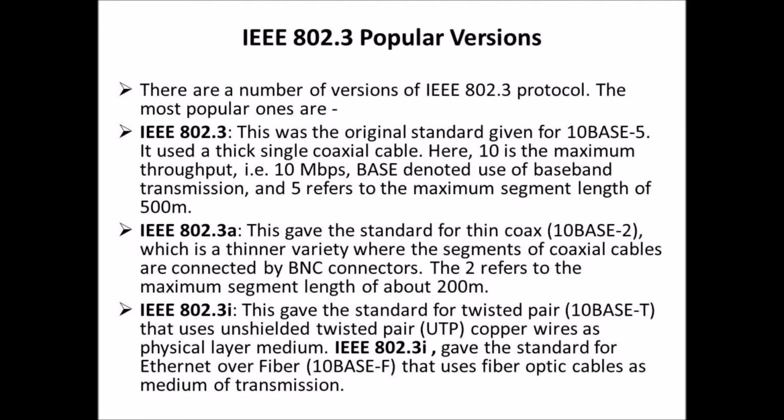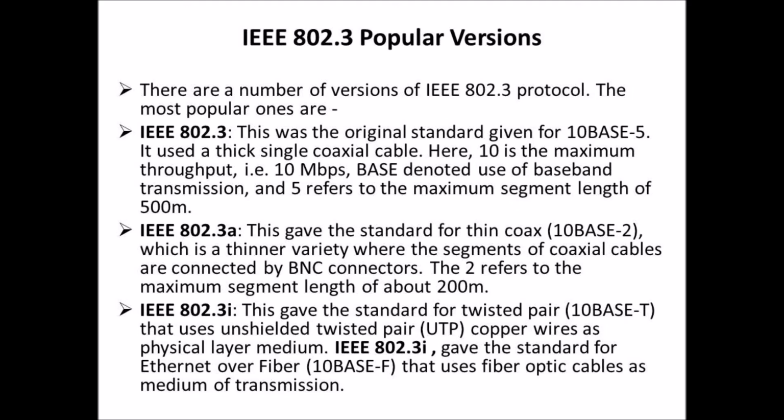There are a number of versions of the IEEE 802.3 protocol. The most popular ones are: first one, IEEE 802.3. This was the original standard given for 10 Base 5. It used a thick single coaxial cable. Here 10 is the maximum throughput, that is 10 Mbps. Base denotes use of baseband transmission and 5 refers to the maximum segment length of 500 meters.